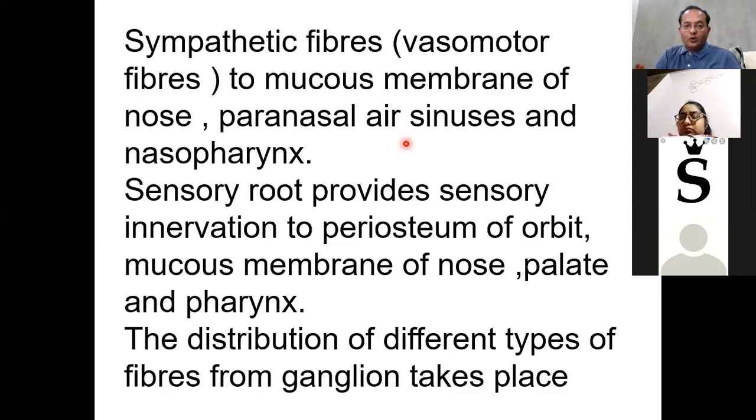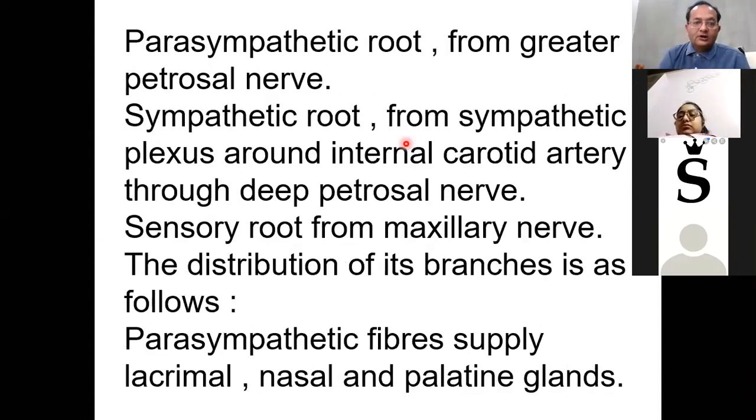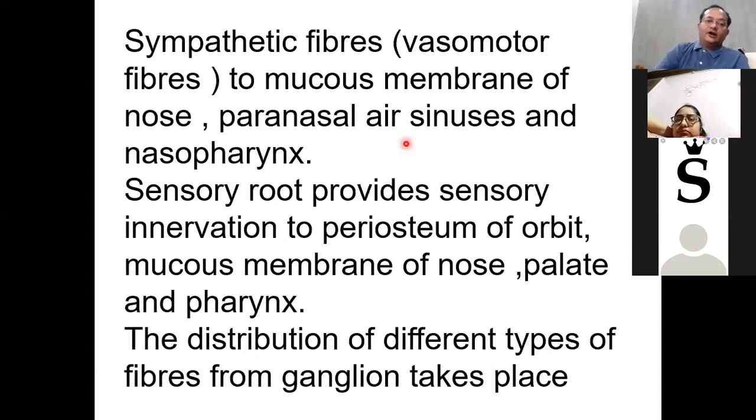Sympathetic fibers are vasomotor fibers to mucous membrane of nose, paranasal air sinuses and nasopharynx. And sensory root provides sensory innervation to periosteum of orbit, mucous membrane of nose, palate and pharynx. Sensory root from maxillary nerve. Sympathetic root from sympathetic plexus around internal carotid artery, and parasympathetic root from greater petrosal nerve. So sensory root provides sensory innervation to periosteum of orbit, mucous membrane of nose, palate and pharynx.